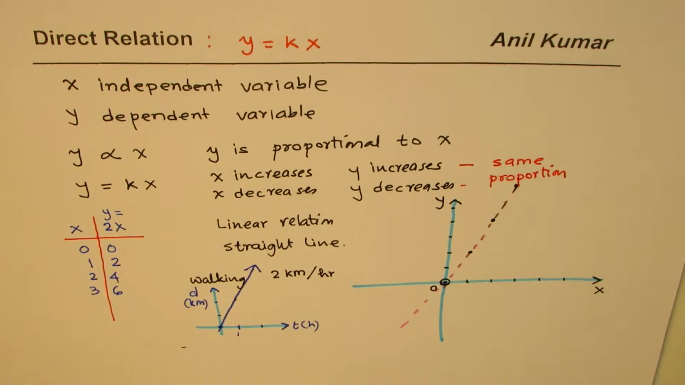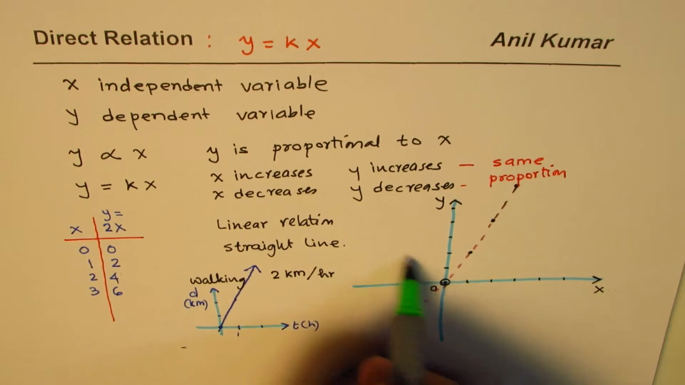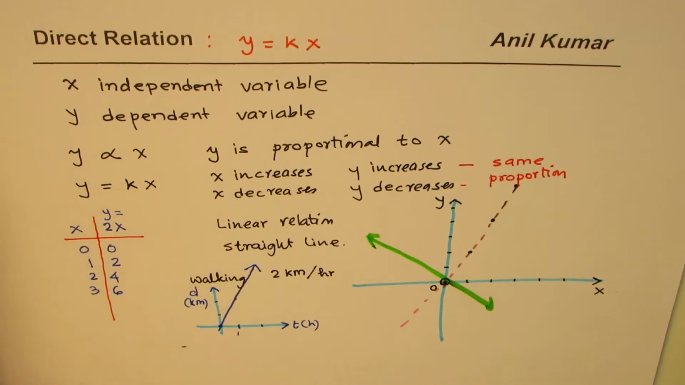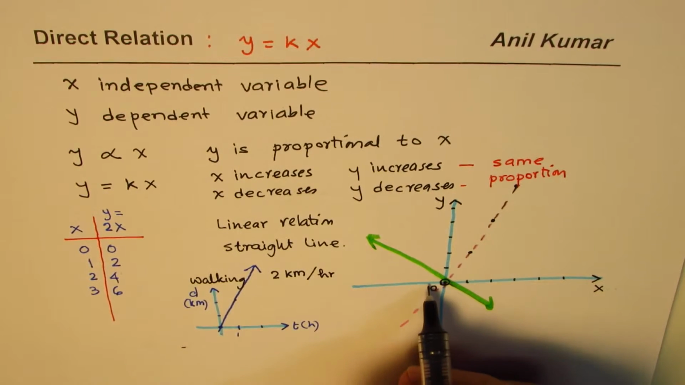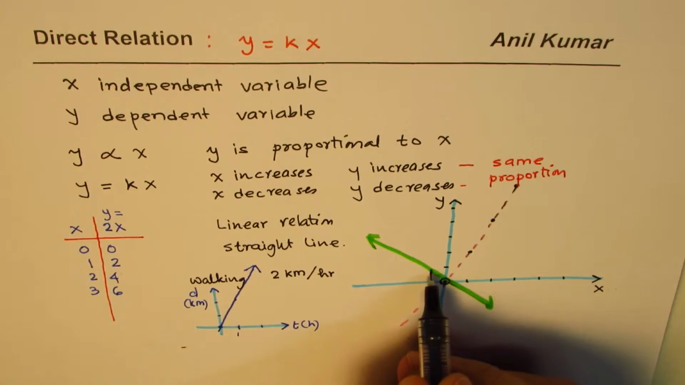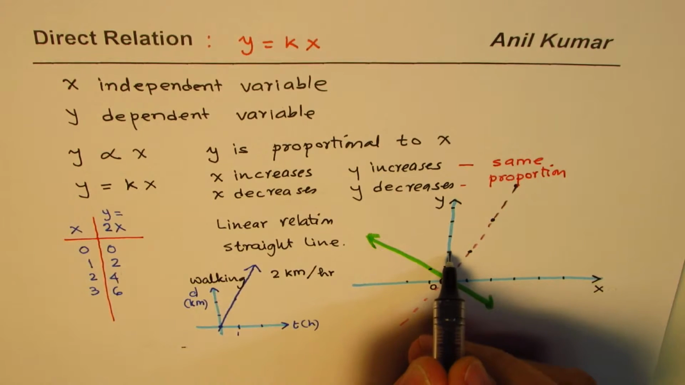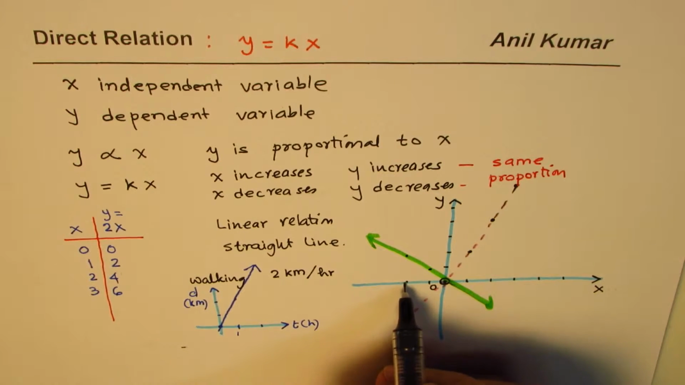Now we could have a negative line also going through the origin, and that is kind of like this. Let me draw this line. Now, is that a direct relation or not? Let's look into this. I've seen sometimes students get confused about this, right? So let's have this line. Let me say this is kind of like this, okay?